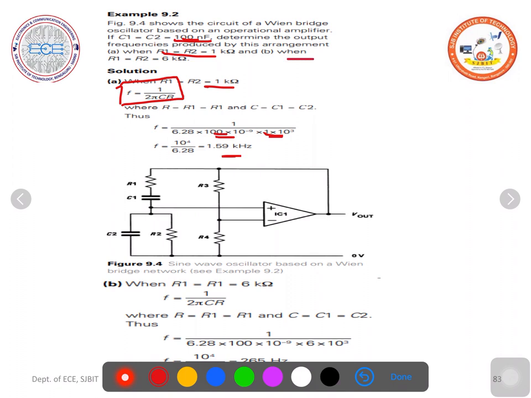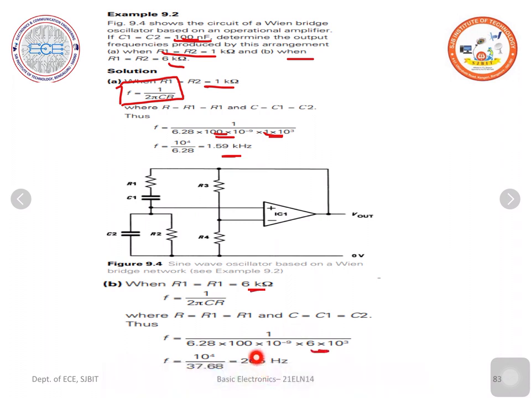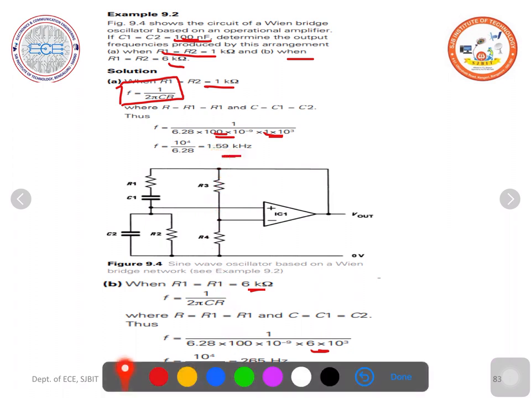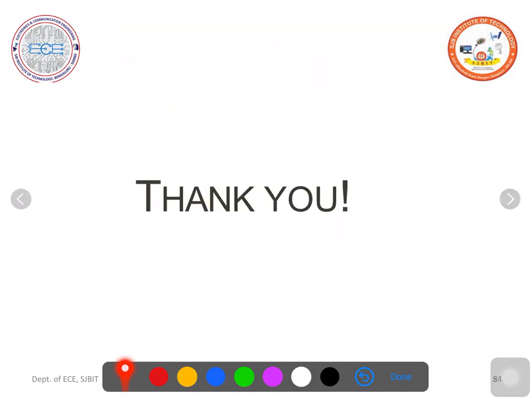In part B, when R1 is equal to R2 is equal to 6 kilo ohm, just change the value of R to 6 kilo ohm. See what is the value we are getting, it is 265 hertz. But if you change the value of R from 6 kilo ohm to 1 kilo ohm, see the change in the frequency, it changes to 1.59 kilohertz. Thank you.